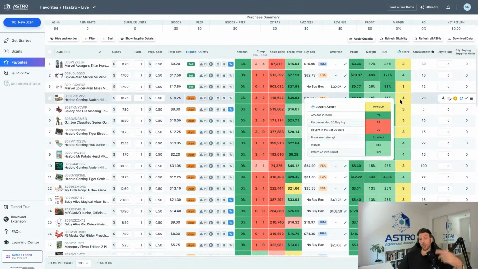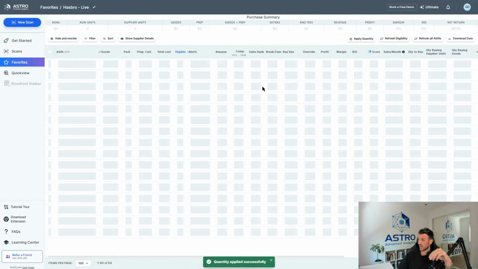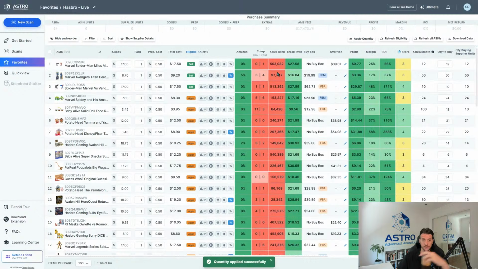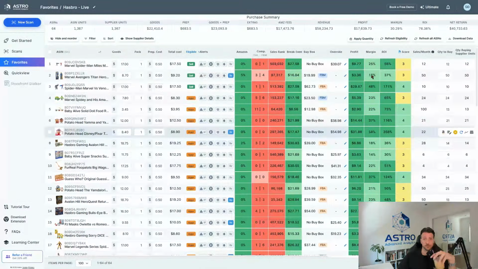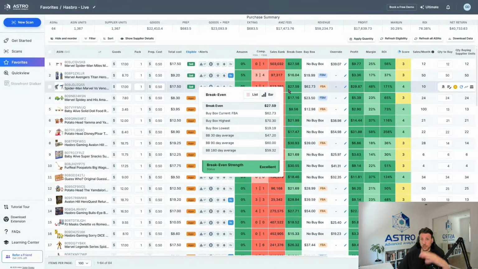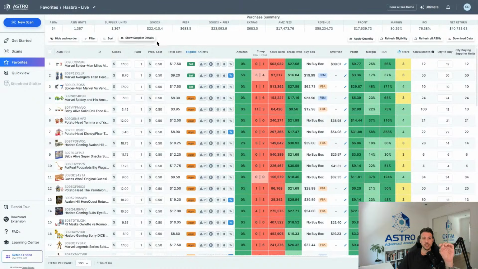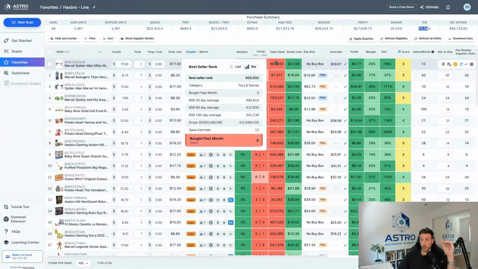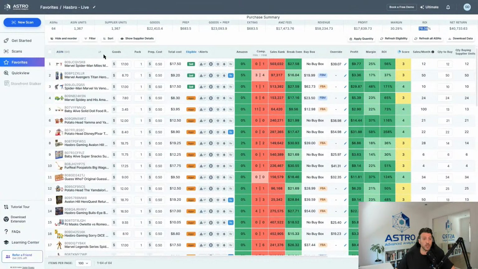And then after that, we're going to do a bit of product research and see which ones are actually worth buying. Okay, so if we were to go ahead with this order straight away, just with the recommended quantity, it's a $22,000 order. 76% ROI, brilliant numbers. But obviously, we're going to have to look at a few of these because there's heaps.